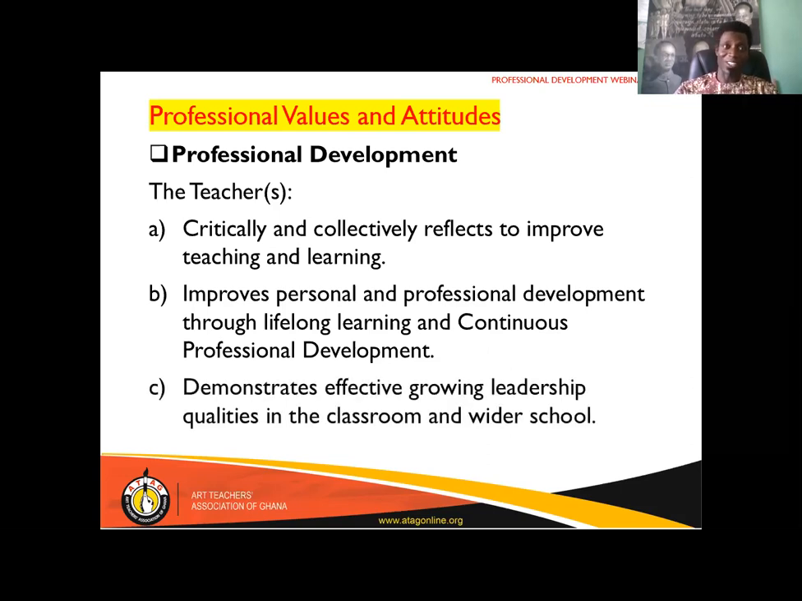Under professional development, that is under the bigger heading, professional values, teachers are supposed to demonstrate growing leadership qualities in the classroom and the wider community or the wider school.